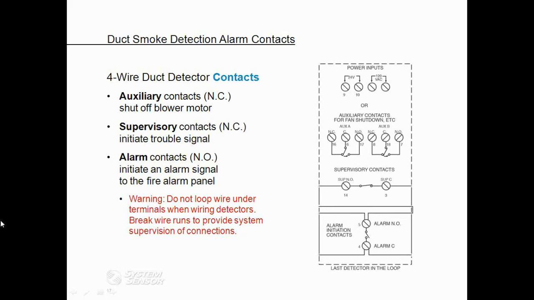The normally closed auxiliary contacts can be used to shut down or shut off a blower motor or a fan. The normally closed supervisory contacts are wired to initiate a trouble signal, and then the normally open alarm contacts will initiate an alarm signal at the fire alarm control panel. So the image here on the right side of the screen is just showing you a typical wiring diagram for a 4-wire duct smoke detector.